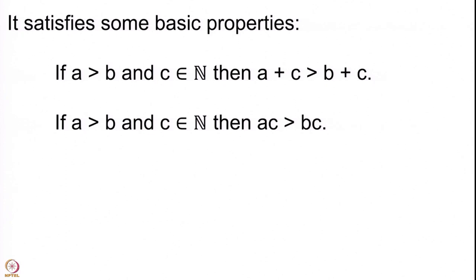Note, if you multiply by a negative number, then the inequality will change its order. If you multiply by a negative number to A and B, the inequality or the order will not be preserved. Here we are within natural numbers, and therefore the order relation is preserved.